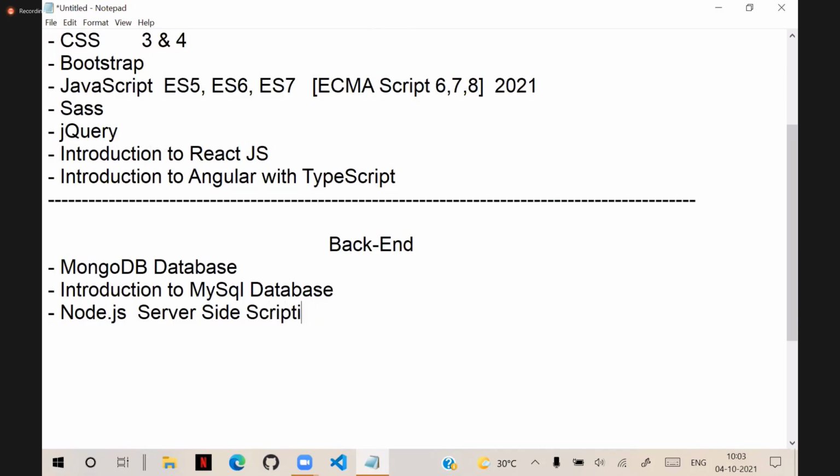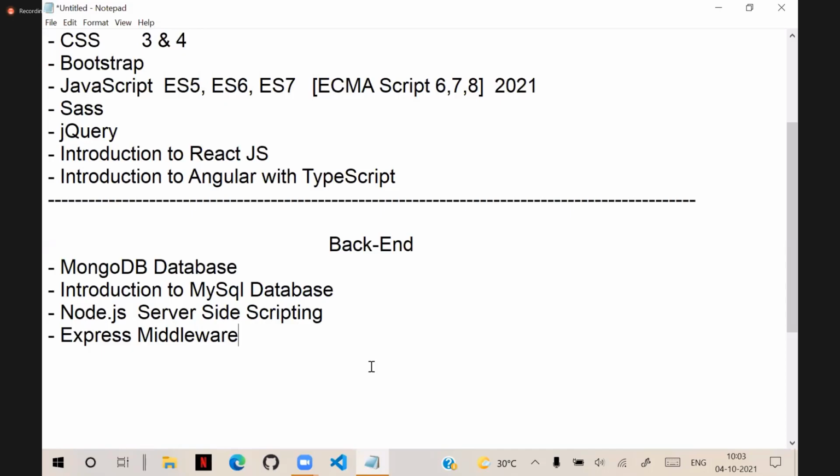We will learn server-side scripting, that is Node.js. And we will learn Express. Express is a middleware. We call it a middleware. These are the topics we are going to discuss in the backend. So our course will be divided into two categories, front end and back end. In the front end, those are all the topics that I explained there.